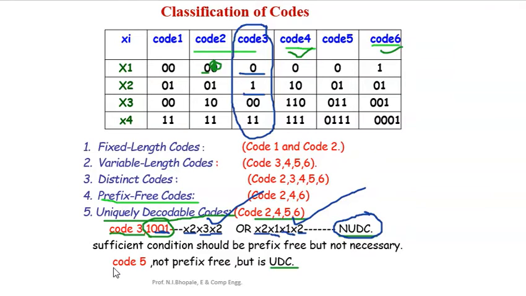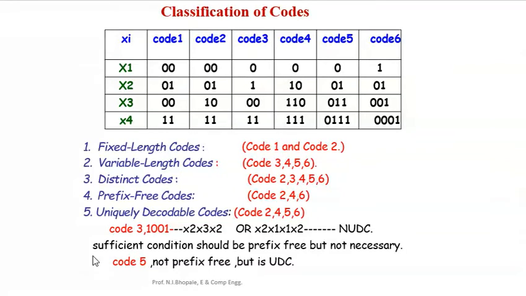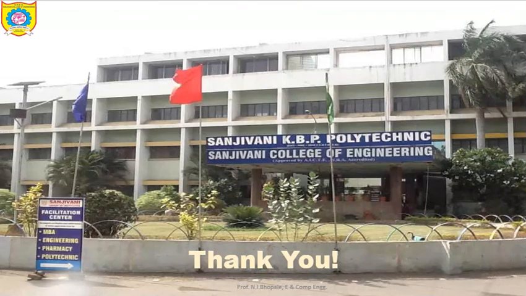Similarly, if you analyze code 5, you will find that it is not prefix free, but it is a uniquely decodable code. For a uniquely decodable code, the very simple thing to understand is that being prefix free is a sufficient condition, but not always necessary. So this is about the classification of codes. Thank you everyone. Thank you very much.